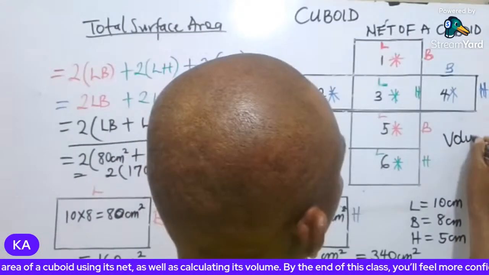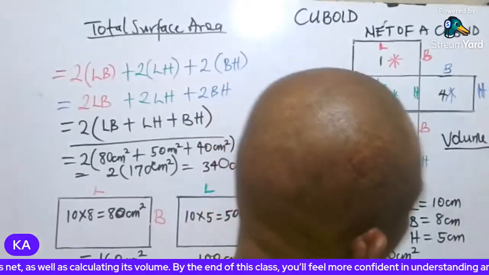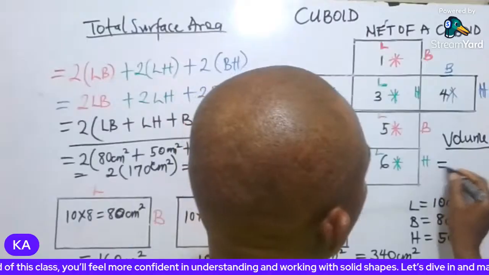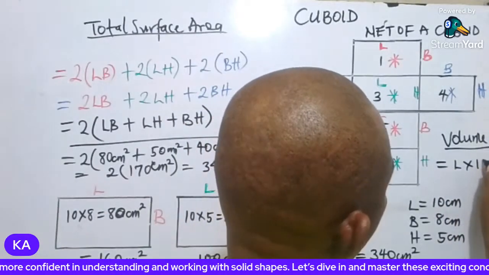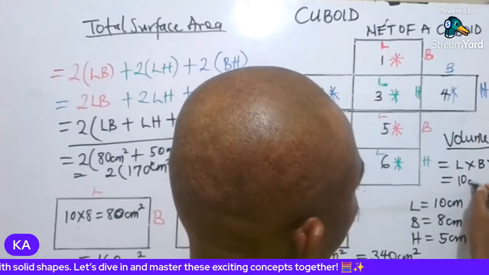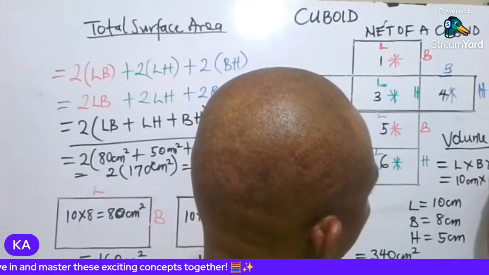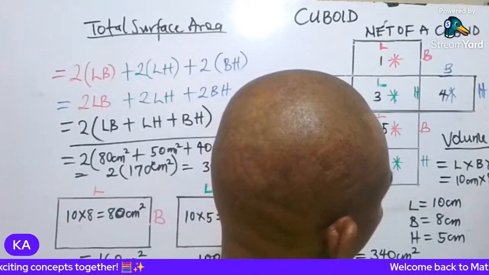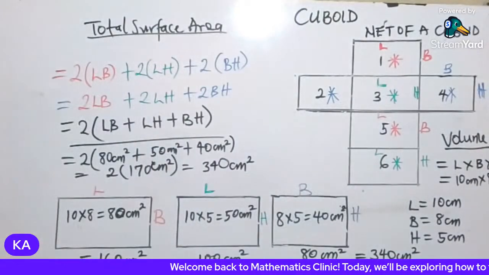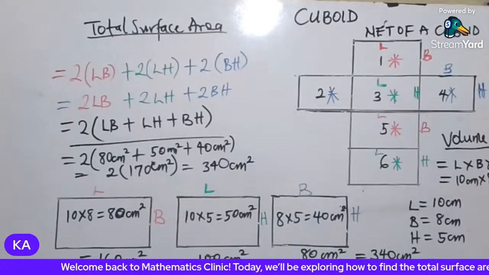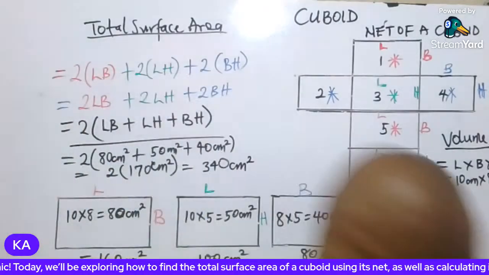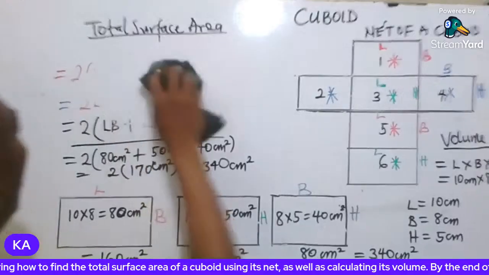Now, the last thing we want to find is the volume of a cuboid. The formula for volume of a cuboid is length times breadth times height. So what is our length? 10 centimeter multiplied by our breadth, 8 centimeter, multiplied by our height, 5 centimeter. Let me check if you can see that clearly. Oh no. So I'm going to use this place to find the volume so that this can be clear.